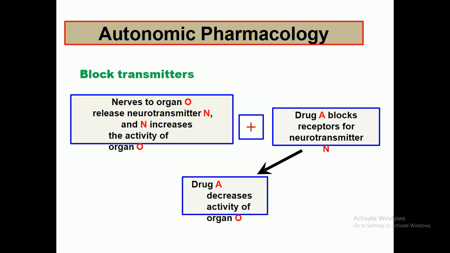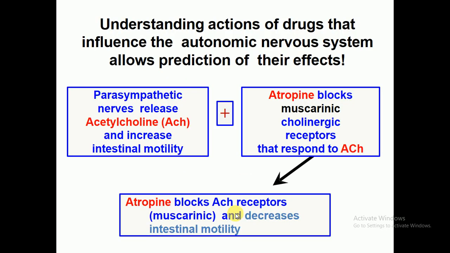So now come toward the blockers of transmitters. Nerves to organ O release the transmitter, which can be represented by capital N, and increase the activity of organ O. The drug A blocks the receptor for the neurotransmitter, that is N. Drug A decreases the activity of organ O. Understanding the actions of drugs that influence the autonomic nervous system allows the prediction of their effects.